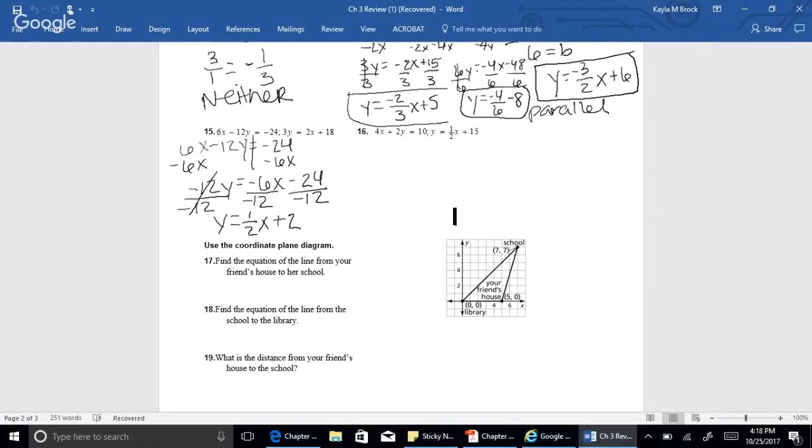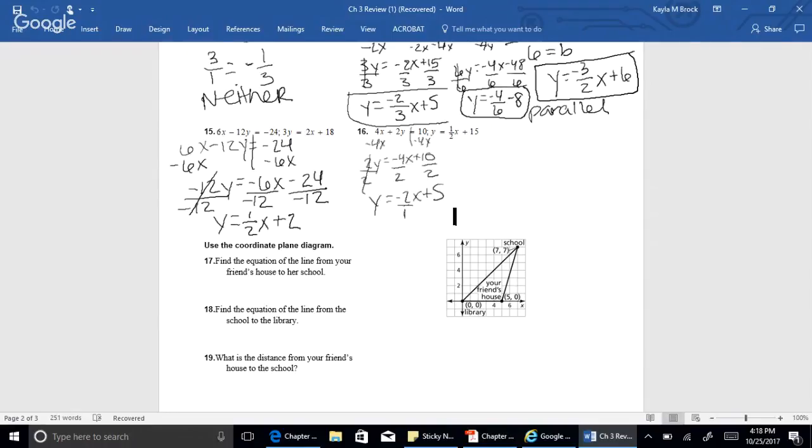So I have 4x plus 2y equals 10. I want to move my 4x. I'm going to subtract 4x from both sides, and I will get 2y equals negative 4x plus 10. Then I will divide by 2, and I will get y equals 4 divided by 2 is 2, and negative divided by a positive is a negative. So it's going to be negative 2x plus 5.